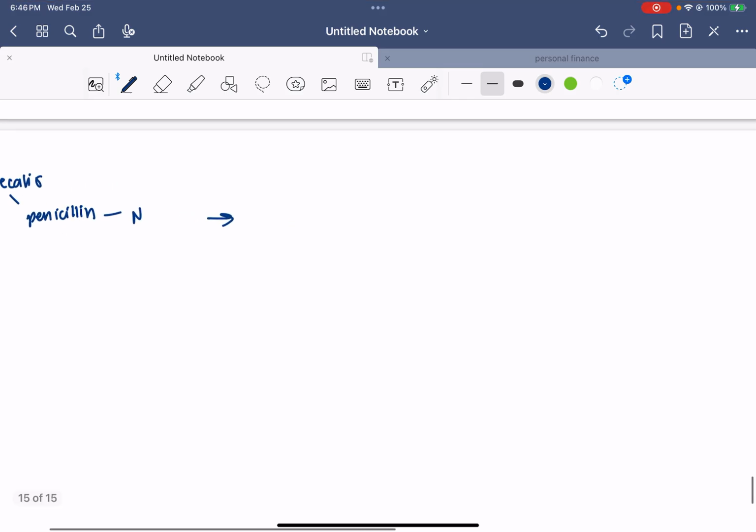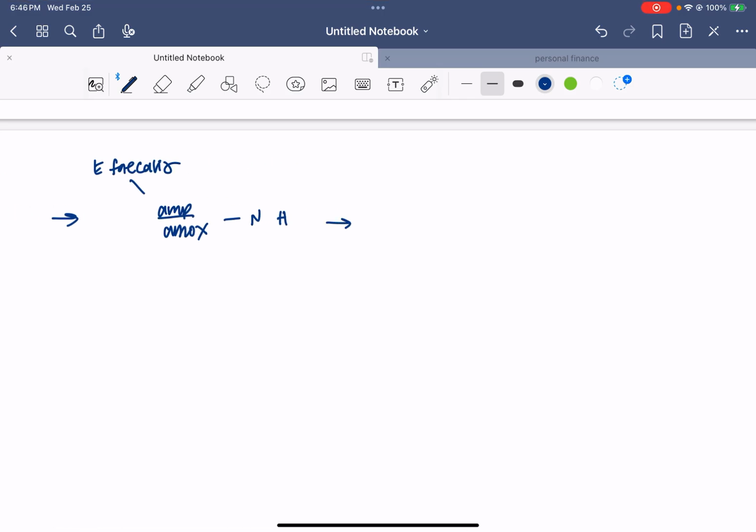And when you go to the next evolution, you got your amoxicillin. This one also covers E. faecalis, so it looks very similar. However, it extends out not only to Neisseria meningitidis, but also to Haemophilus influenzae.